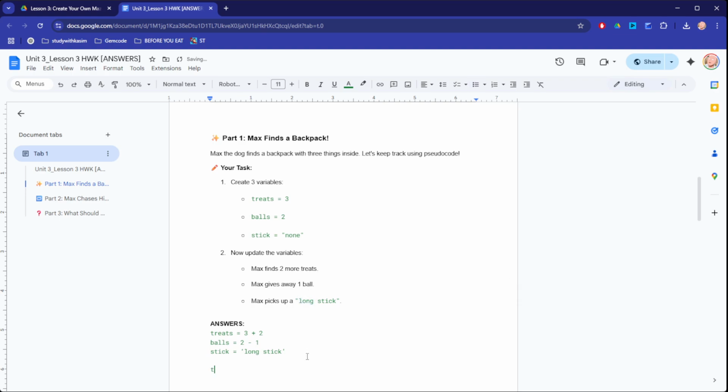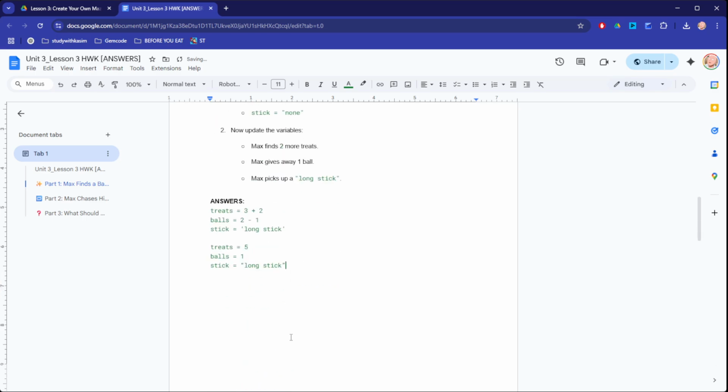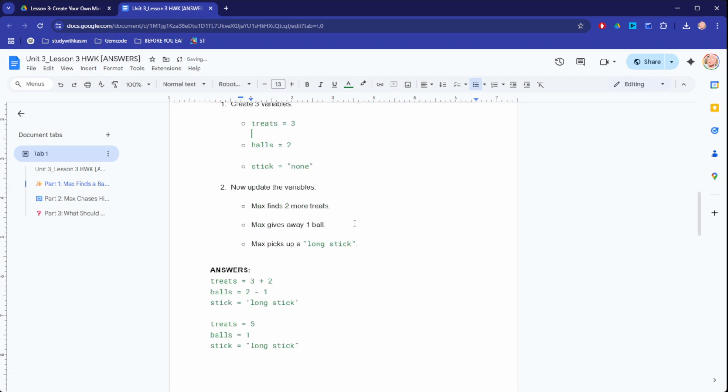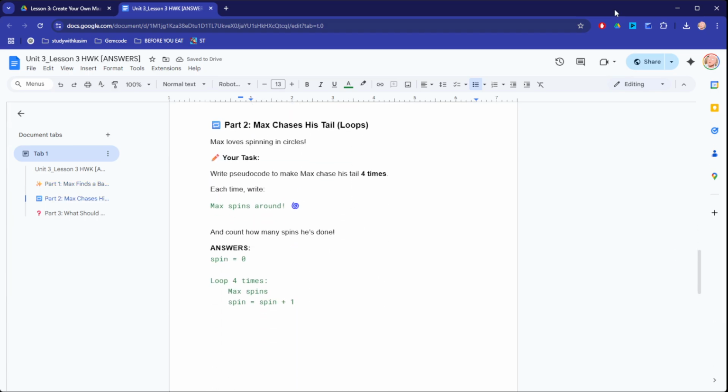Okay, so now we know that treats is equal to 5. We know that balls is equal to 1, and stick is equal to long stick, like so. And you can do it with a speech box like this, or how I did it above, which is with a single quotation mark. Good. Let me make this a little bit bigger. There we go. Good.